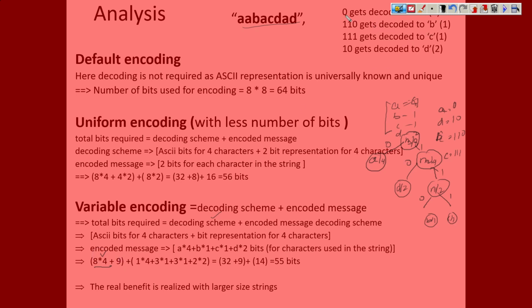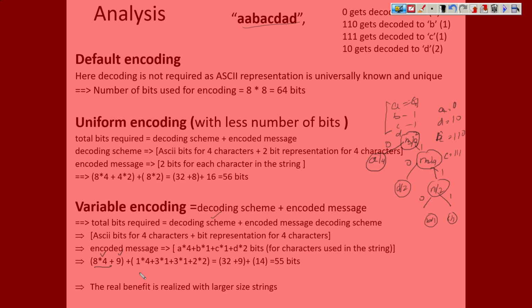So if you look at this, this is what we have used. For A, we are using 0. For B, we are using 110. C, we are using 111. And D, we are using 10. And this is the frequency that we have mentioned here, that D occurs 2 times, C occurs 1 time, B occurs 1 time, and A occurs 4 times. So if you count how many bits are being used, this is 9. So 9 bits we also need to send along with this.